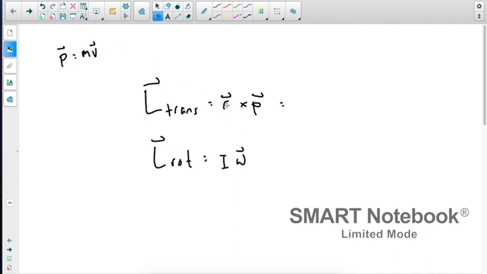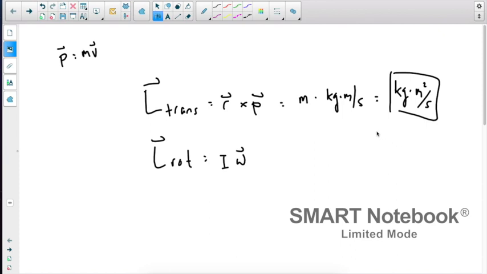And this r vector, again, is a position vector, so it shares a unit with length, meters, right? So we know that this is going to end up being meters times kilogram meters per second. And of course, that resolves into kilogram meters squared per second. So we can see that that must be the unit for angular momentum. It does not have a special name.